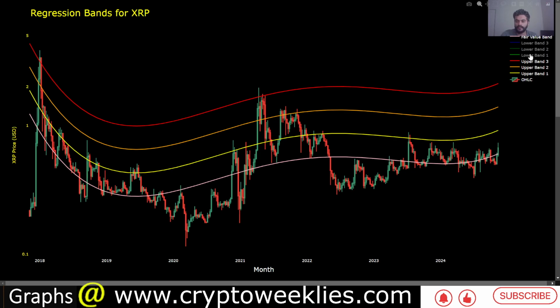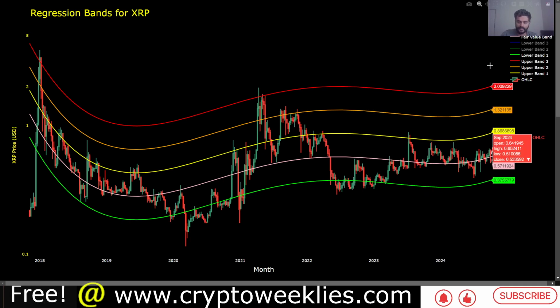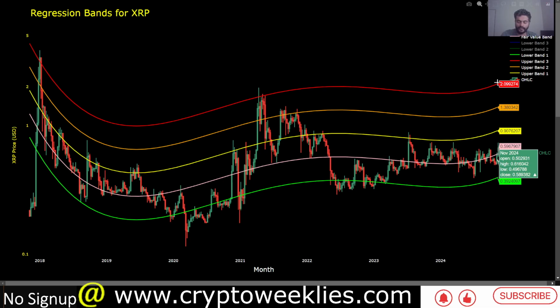Towards the bear case scenario, if there is a dump and the market corrects, the one standard deviation floor becomes the more likely scenario to watch for. One standard deviation floor is at around 39 cents for XRP. Again, these floors and ceilings shift as we get more and more data about the recent price of XRP, and this chart gets updated every single day.